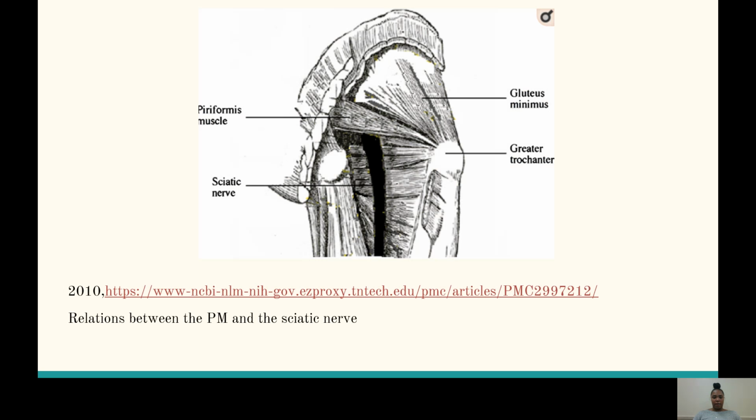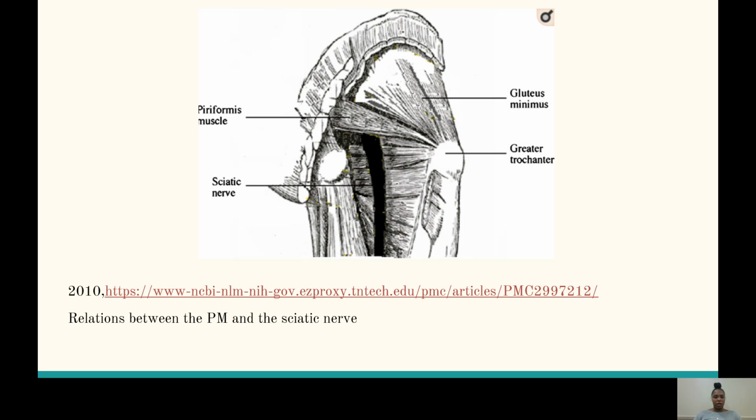Right here, I have an overall image of the anatomy of the piriformis muscle. Just another image to be more specific. Located up here is the piriformis muscle, and right below here is the sciatic nerve. To the right of the piriformis muscle is the gluteus minimus, and right below that is the greater trochanter. I'm sorry if I pronounced that weird.